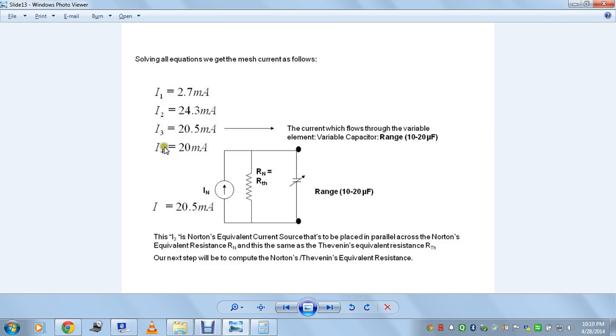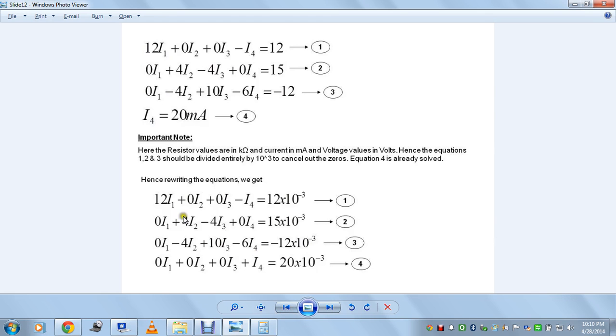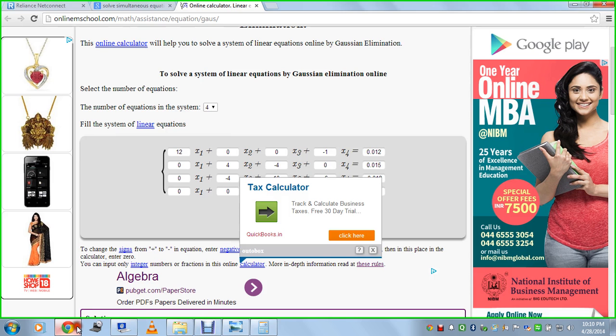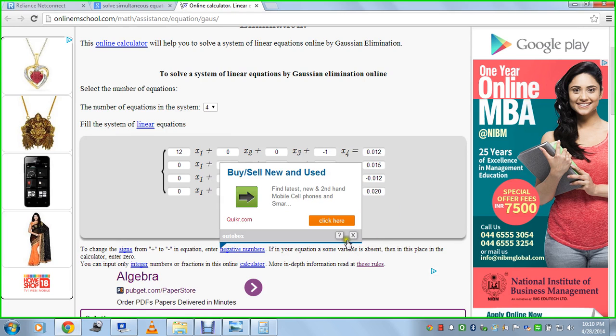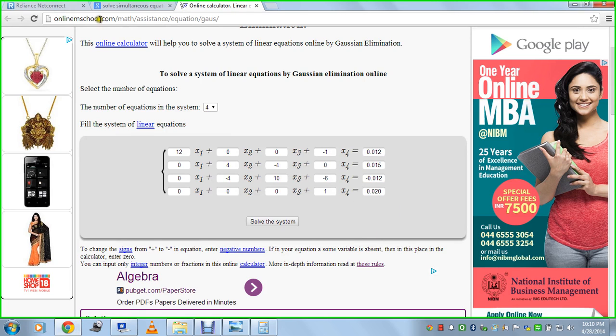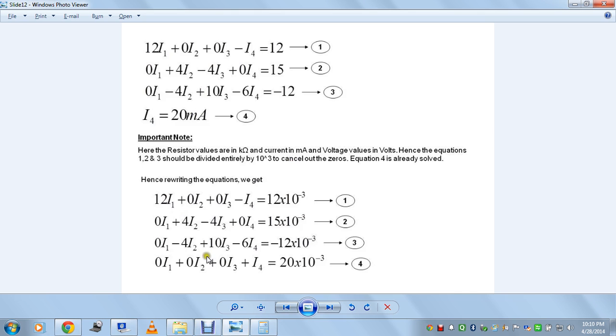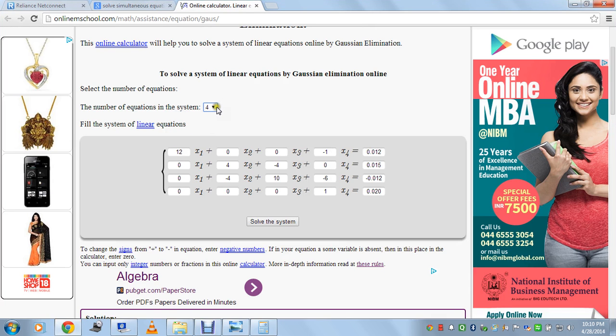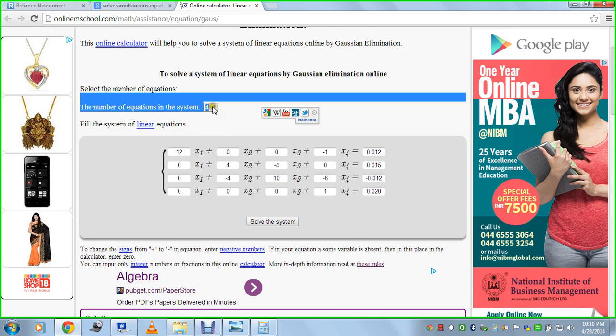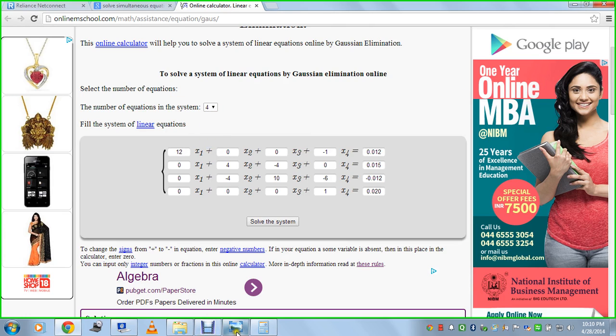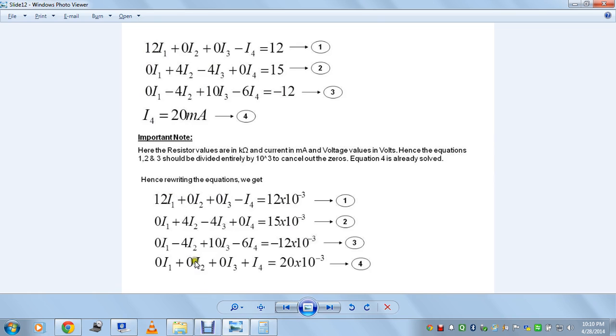If you see here, the currents I have written down. Now how to get these current values from this set of equations? It is very simple. I'll just show you here. When you go online, you have this online mschool.com. It is simply math assistance. Here there are a number of equations in the system. It is asking, there are up to 6 unknowns. Here we have just 4 unknowns, but up to 6 unknowns are provided here. So we'll just go for 4 unknowns, since our set of equations is 4.